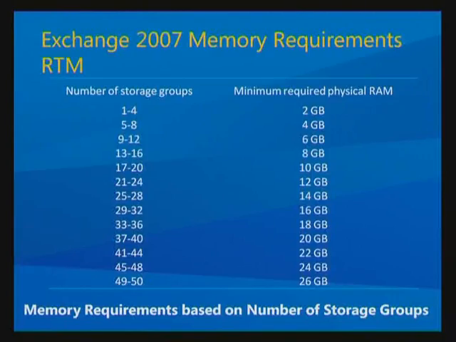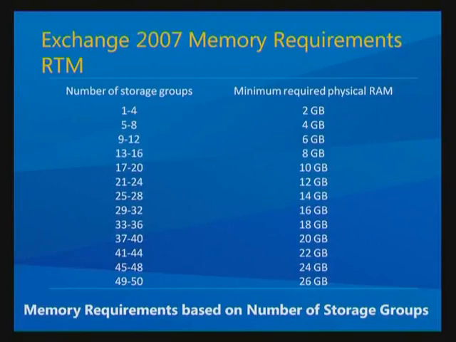So for example, let's say you have 25 storage groups, but your user profile says you only need 10 gigs of memory. Well, you can look on the slide. It says for 25 storage groups, you need to have 14 gigabytes of memory. And that means you have to go to the higher value. Even though your user profile says you need 10, because the number of storage groups you have says you need 14, you need to have 14 in that box. Which means if you're scaling all the way up to 50 storage groups in the Enterprise Edition, excuse me, you need 26 gigs of memory in the RTM version.